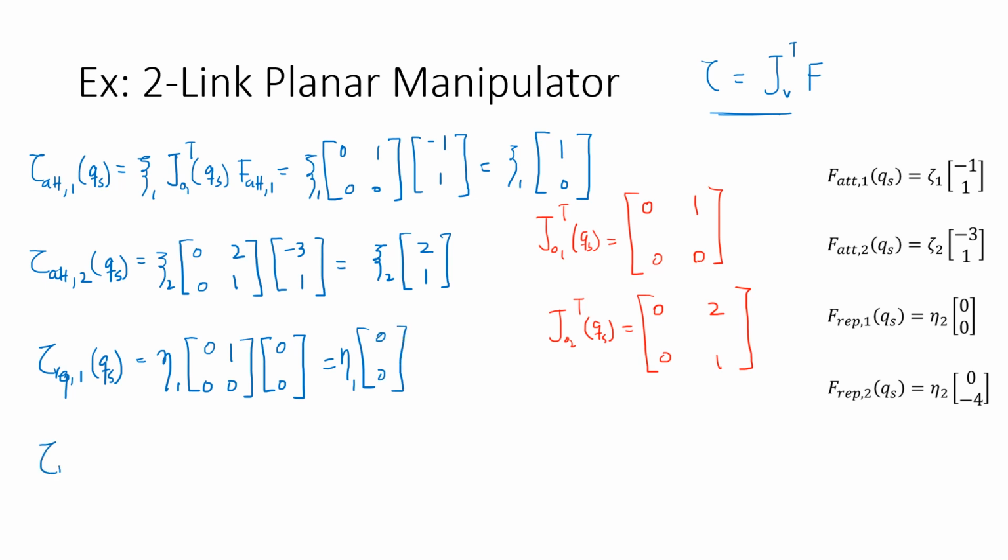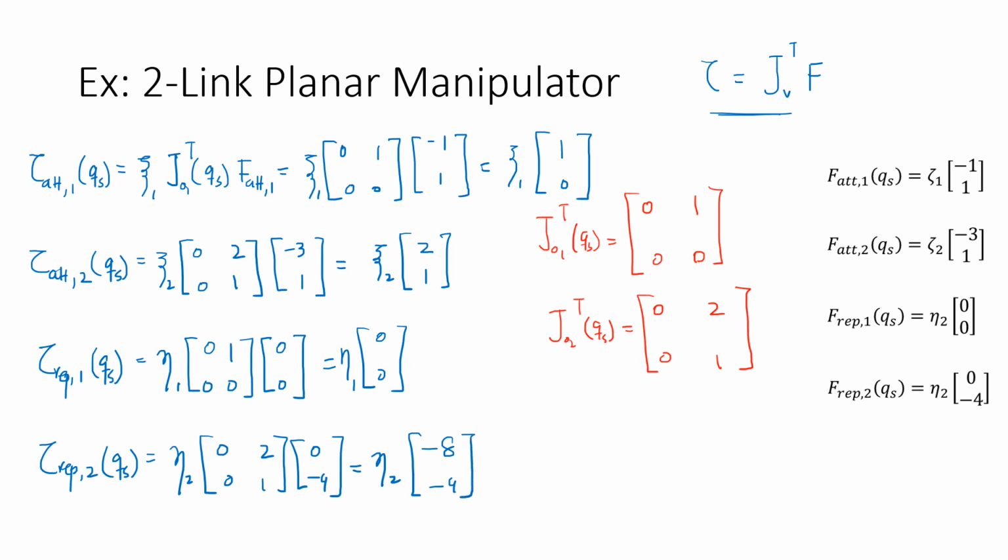And similarly, the repulsive torque on O2 in the starting configuration is going to be equal to eta 2, and then you have 0, 2, 0, 1 as the Jacobian times the repulsive force on joint number 2, which is 0, minus 4. So this is going to be equal to eta 2 times, first row first column, minus 8, and second row this column is going to produce minus 4.